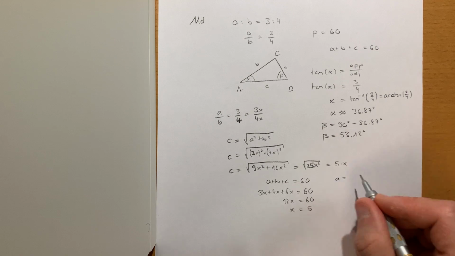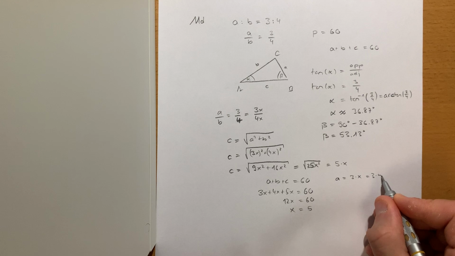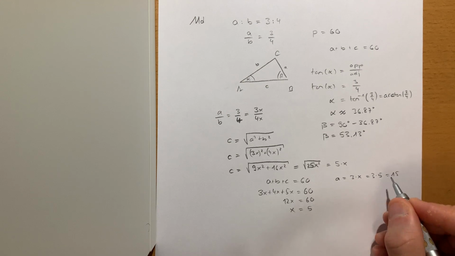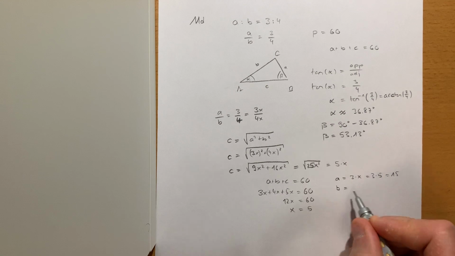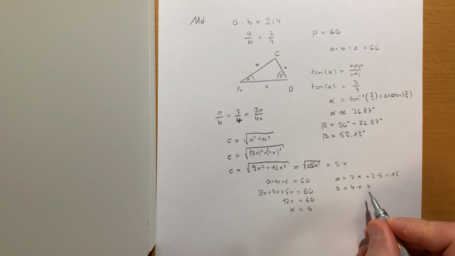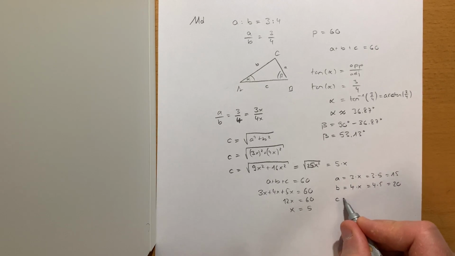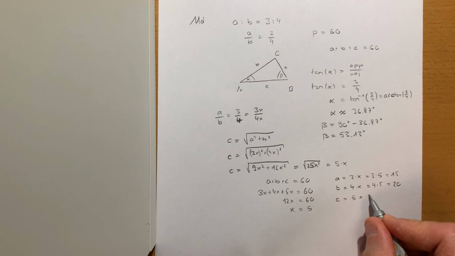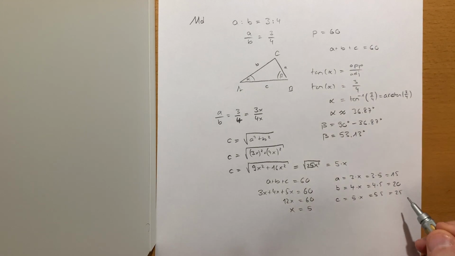Now A is 3 times x, which is 3 times 5, which then results in 15 units of length. B is 4 times x, which is 4 times 5, and that's 20. And C is 5 times x, which is 5 times 5, which is 25. Add them all up, and you see it's 60.